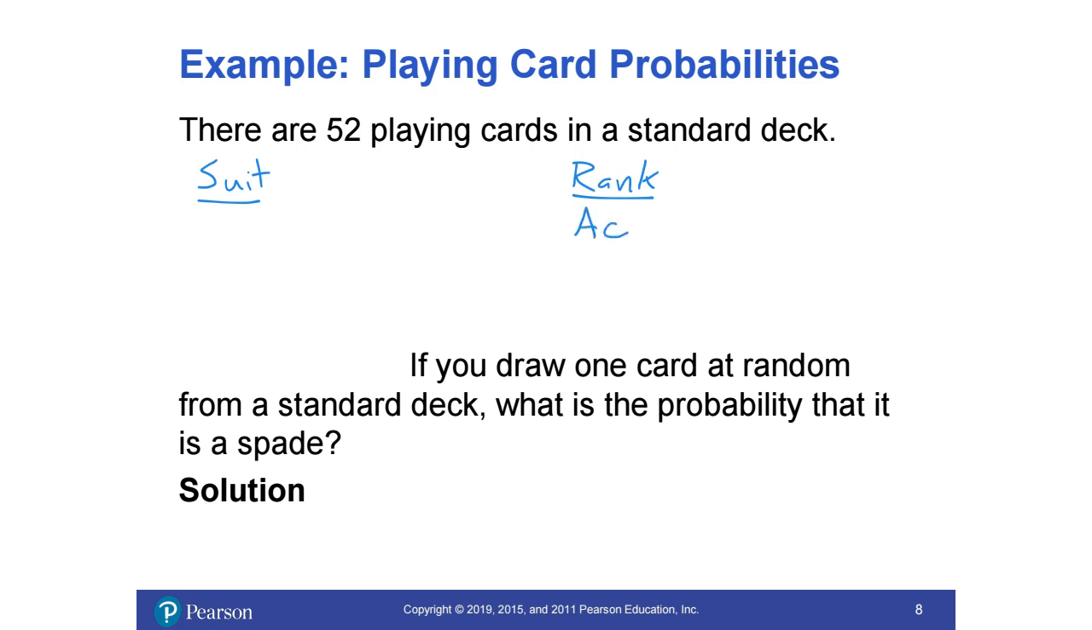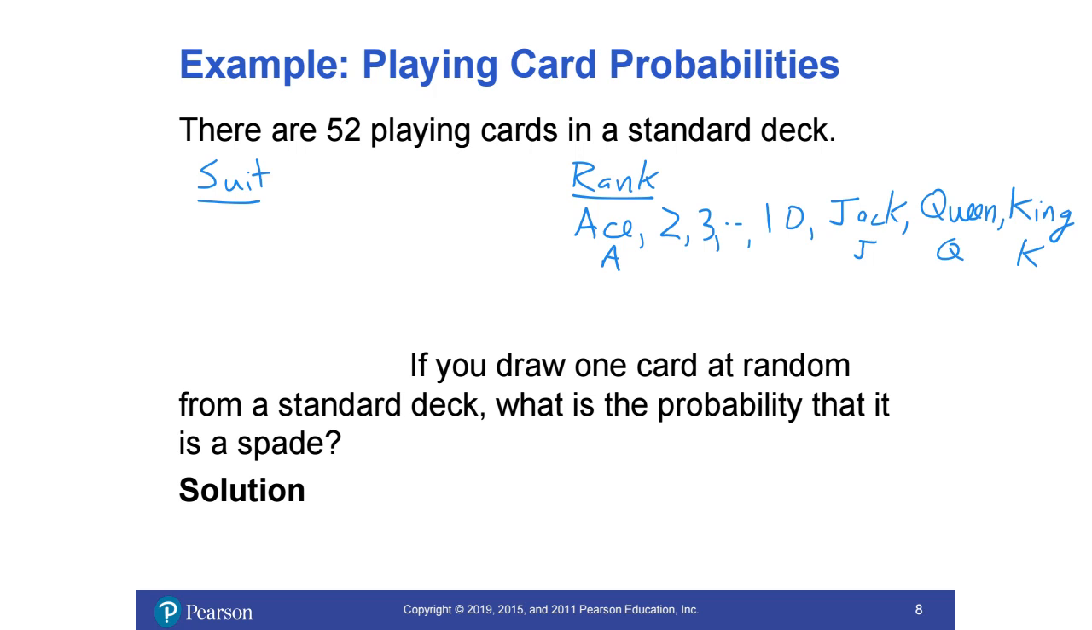Now, the ranks are numbered ace, 2, 3, and it goes up like that until you get to 10. And then we have the jack, the queen, and the king. So every card that you take out of the deck will have one of those ranks. Ace, 2, 3, 4, 5 through 10, and then jack, queen, and king. And ace is usually written with an A, jack with a J, queen with a Q, and king with a K. All right, now there are 4 different suits.